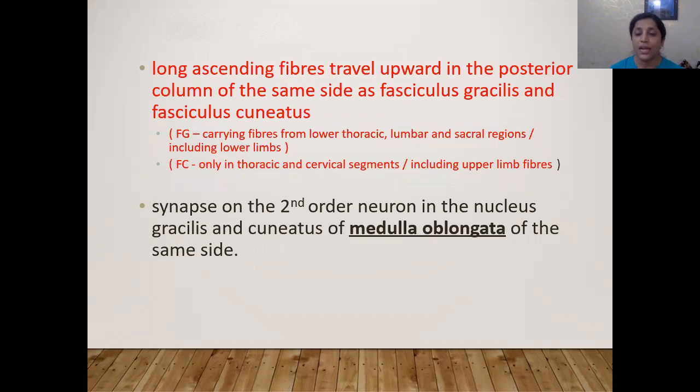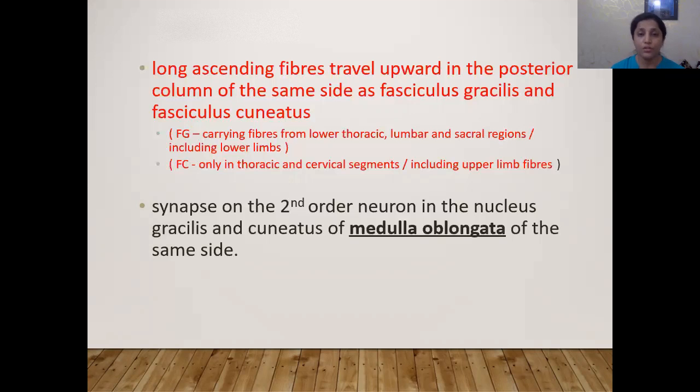And this fasciculus gracilis brings the information from the lower part of the body and is more medial, whereas the fasciculus cuneatus brings the sensations from the upper part of the body and is more lateral. So let us have a clearer look. The fasciculus gracilis brings information from the lower thoracic, lumbar, and sacral regions, including our lower limbs, whereas the fasciculus cuneatus brings sensations only from the thoracic and cervical segments, including our upper limb.